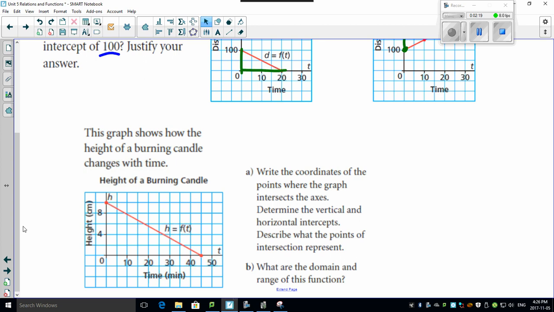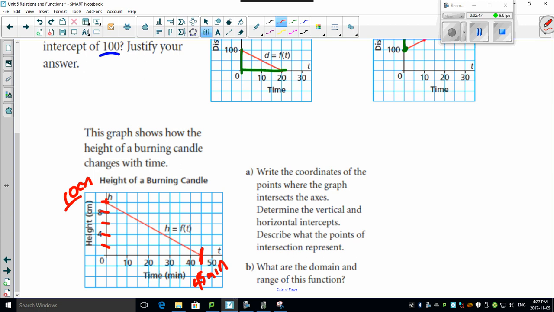This graph shows the height of a burning candle and how it changes with time. The initial height of the candle, if you think about it, if these are going by twos, is 2, 4, 6, 8. So the initial height of the candle must have been 10 centimeters high. And it took, look, all the way up to here, which looks like about 45 minutes to burn. Interesting. Write the coordinates of the points where the graph intersects the axes.